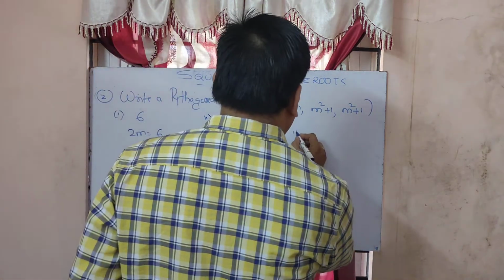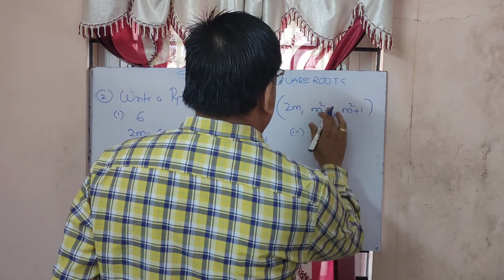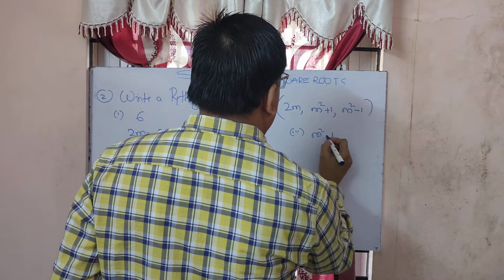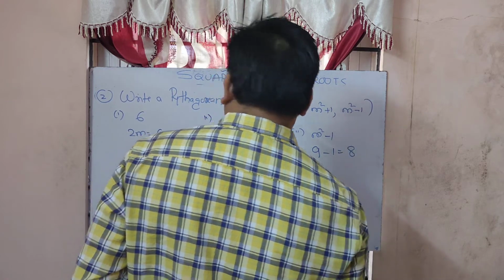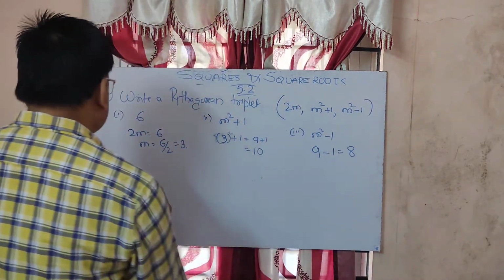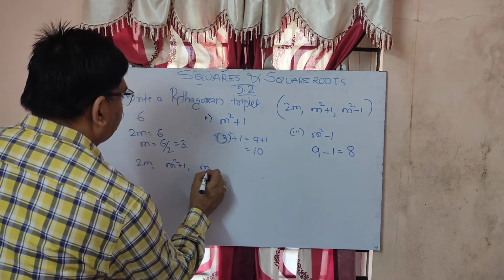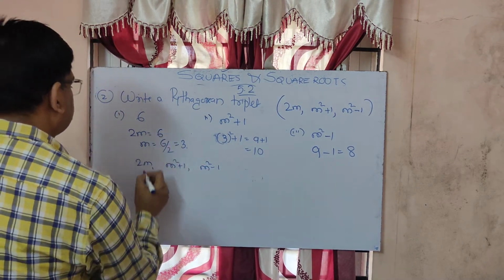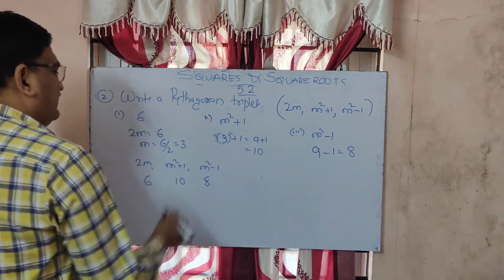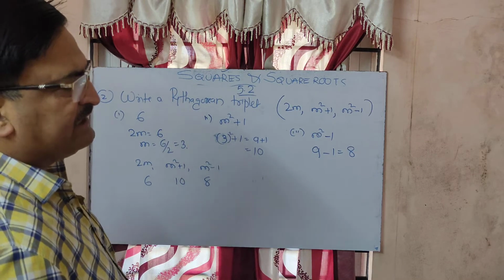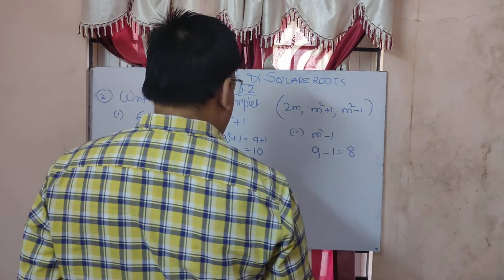Okay. Now what is the third number? Sorry, this is m square minus 1. That is 9 minus 1, that is 8. Now these are the three numbers: 2m, m square plus 1 and m square minus 1. So 2m is 6, m square plus 1 is 10, m square minus 1 is 8. Now let us check whether they are Pythagorean triplets.